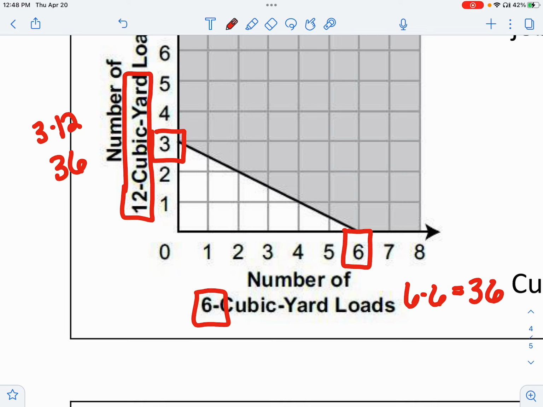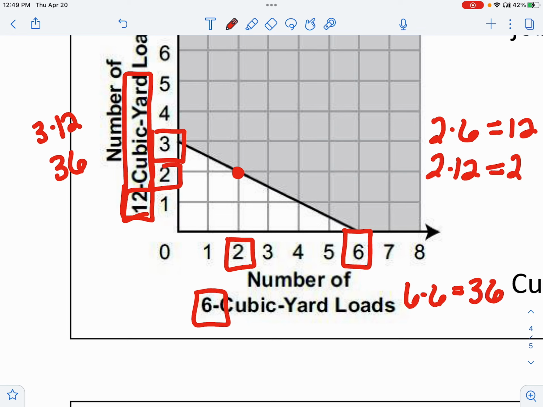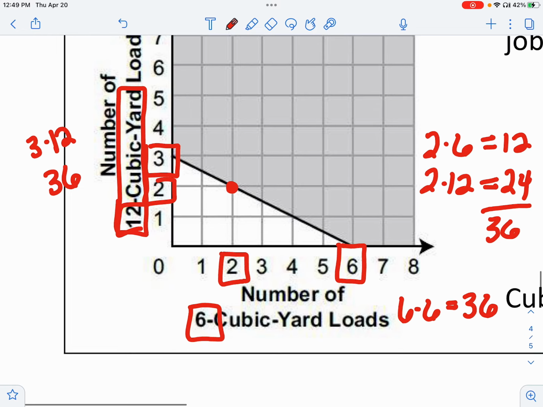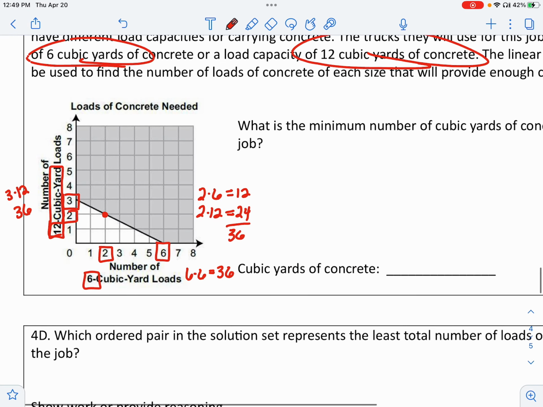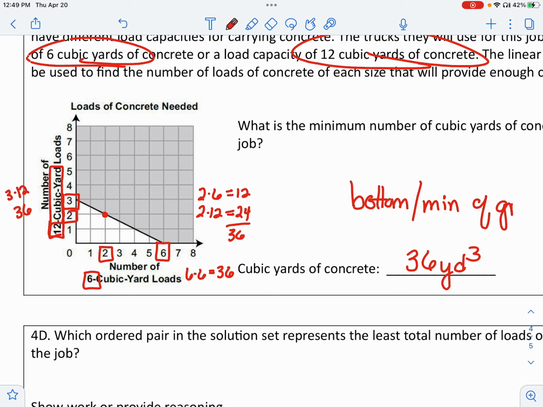But you might say, Miss Angela, you're telling me the line is the lowest, and it is because it's the bottom of the graph. What about 2 of each? What if they took 2 6 loads? Well, that would be 12. But then that would also be 2 12 loads, which is 24. So guess what? No matter where we go on the line, the minimum amount that they must bring is 36 cubic yards because it's the bottom or the minimum of the graph.